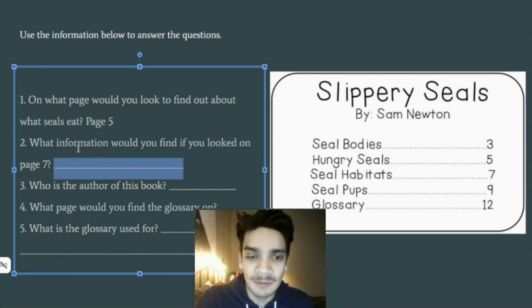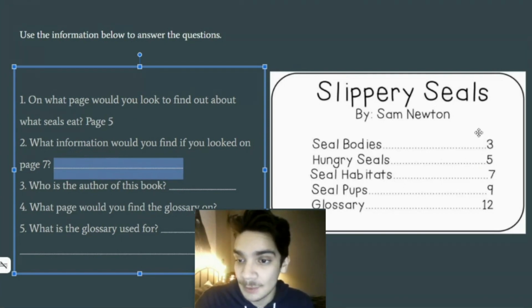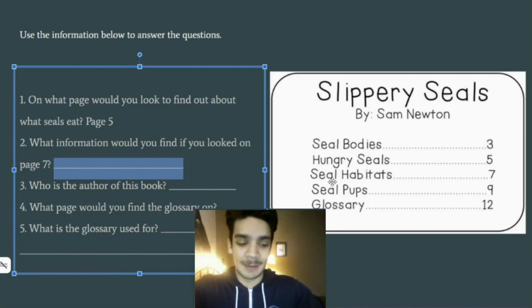Okay, what information would you find if you looked on page 7? So now we're going to do the opposite. We're going to look at where first. We're going to look at the page numbers. Page 7, follow the dotted line backwards. Seal habitats.